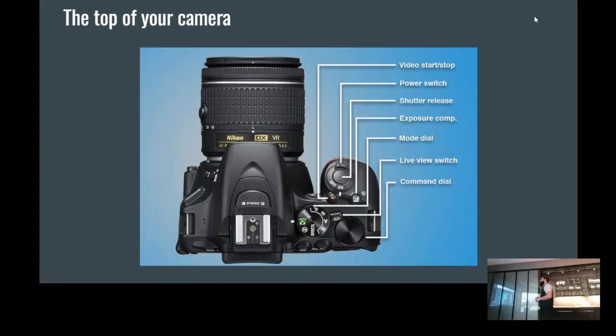There's a red dot or a red circle on your camera. That's called your video start and stop. You then also have a power switch that will be where you turn your camera on and off from. From there, then you're also going to have your shutter release, your exposure compensation, your mode dial, the live view switch, and the command dial.